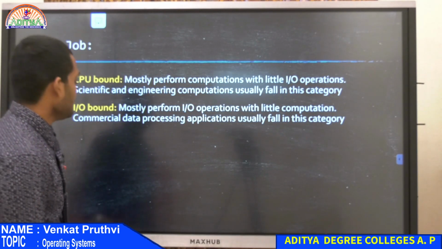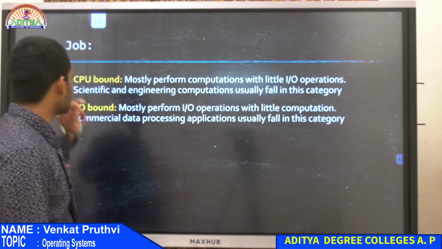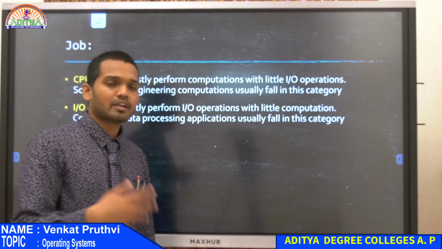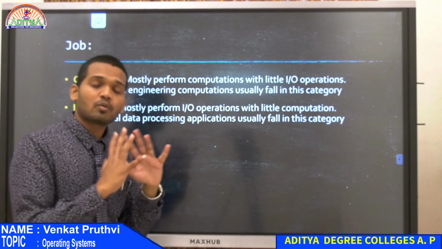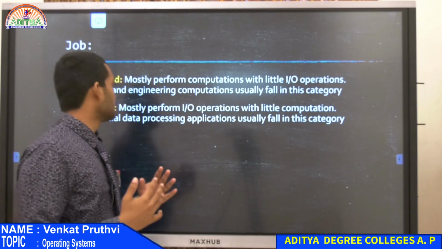Next, we will try to understand what is a job. What do you mean by job? We were already discussing about task, processes, jobs. All of them are quite similar and you can use them interchangeably.